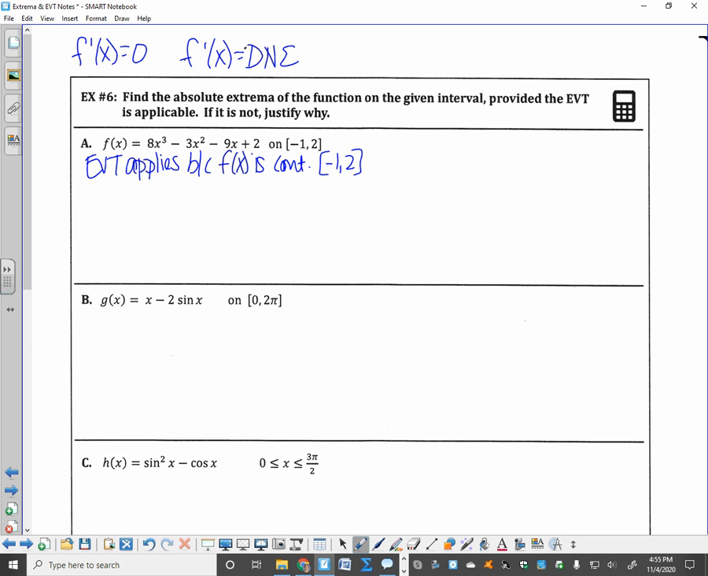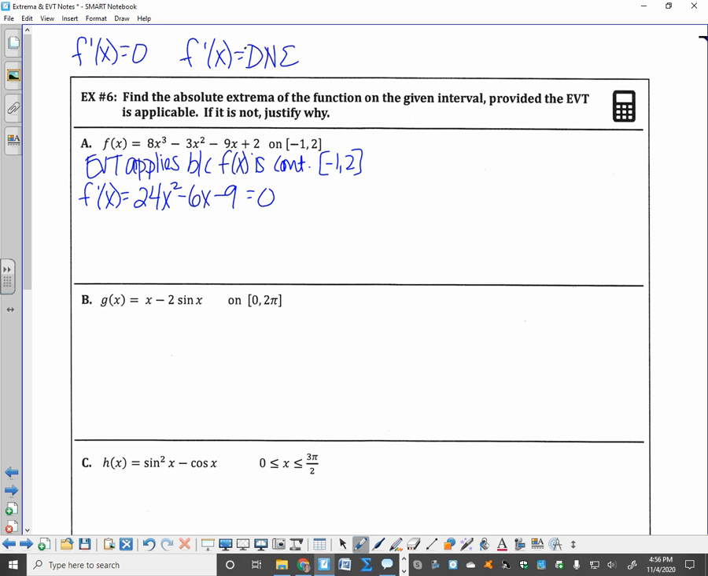Now, we all know that the function in A is a cubic function. It has no sharp turns or cusps, so I'm not dealing with the derivative not existing. I want to find where the derivative equals 0. So I'm going to take the derivative, and I'm going to set it equal to 0.